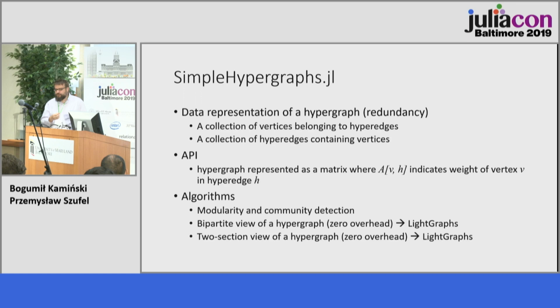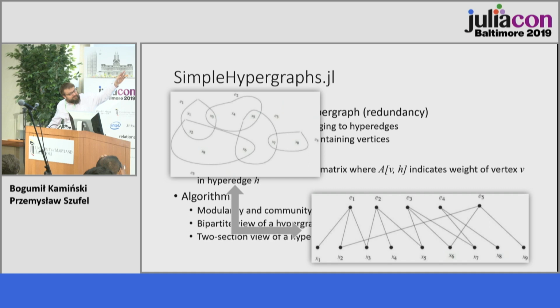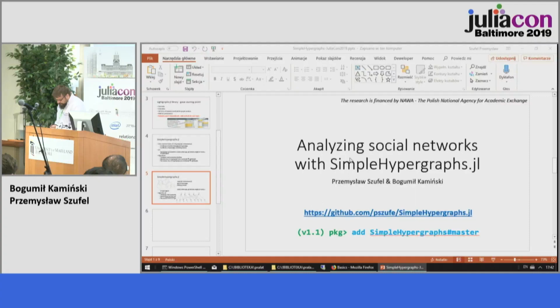There are many algorithms to represent hypergraphs as simple graphs. One way of this representation is that when I have a hypergraph on the left, I can represent it as a bipartite graph, a normal graph. We have made this representation as a view, so we are not actually copying the data. If I manipulate the original hypergraph, my view changes automatically, and those views are compatible with the LightGraphs library.